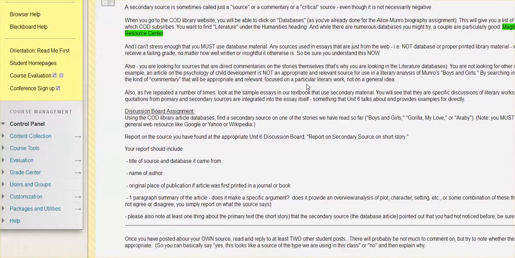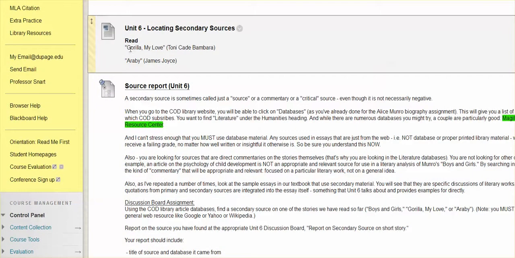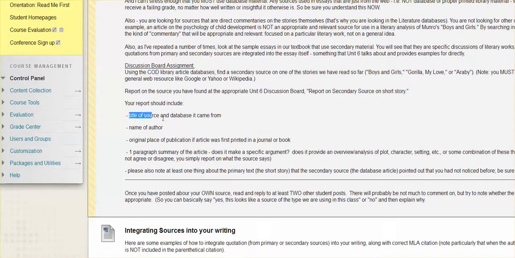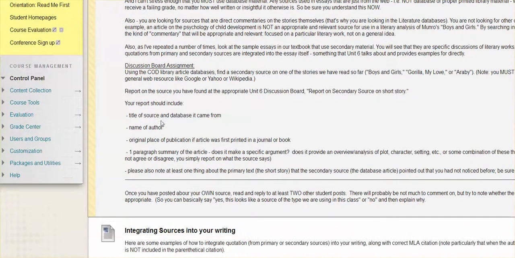So obviously you're choosing something that's a source for one of the stories we've read, including these two that we're going to read for this unit. You're telling us what the title of the source is, and sometimes they're really lame. Sometimes they're just the same title as the short story, so they often don't get very creative. But notice that it does usually have a title.